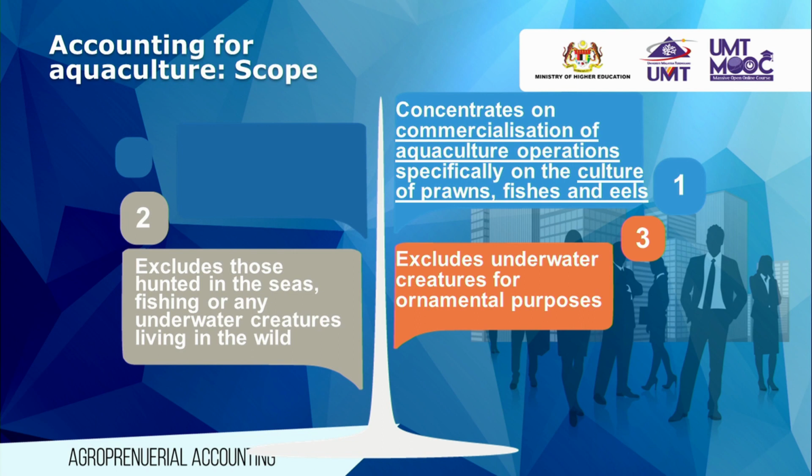Additionally, the lesson today concentrates on commercialization of aquaculture operations used mainly for food consumption, specifically on the culture of prawns, fishes, and eels. Thus, this scope does not cover any aquaculture underwater creatures for ornamental purposes.